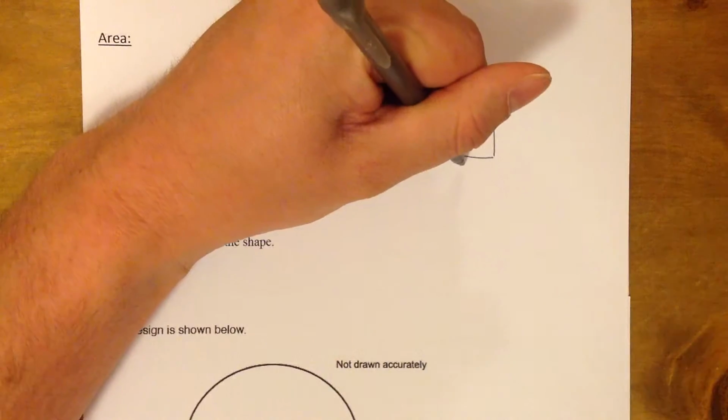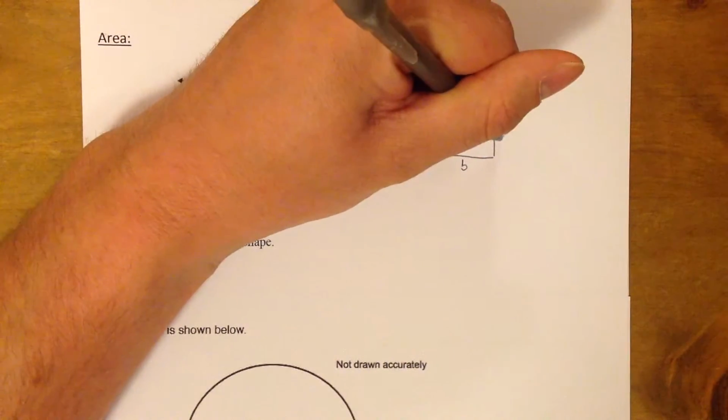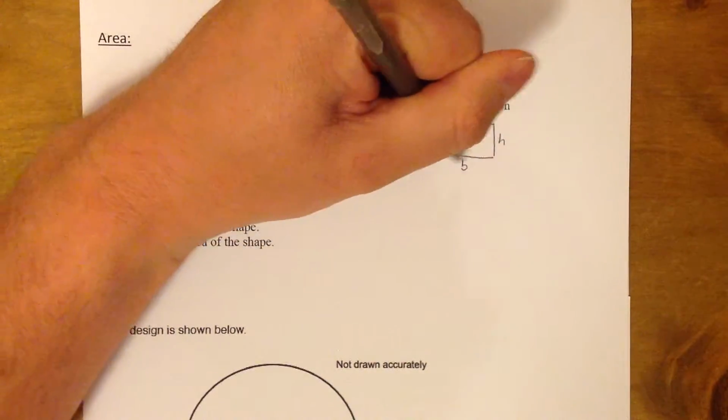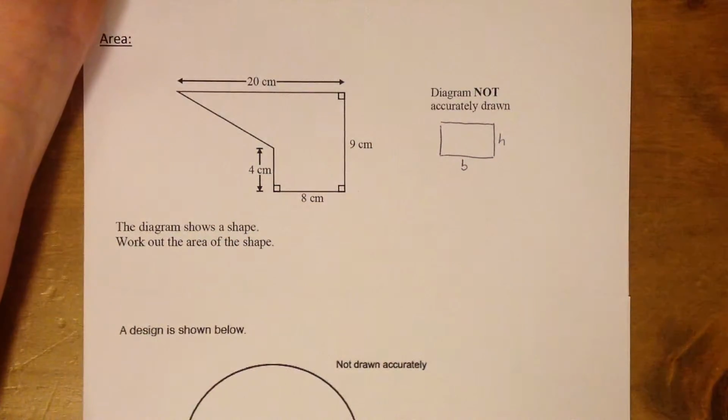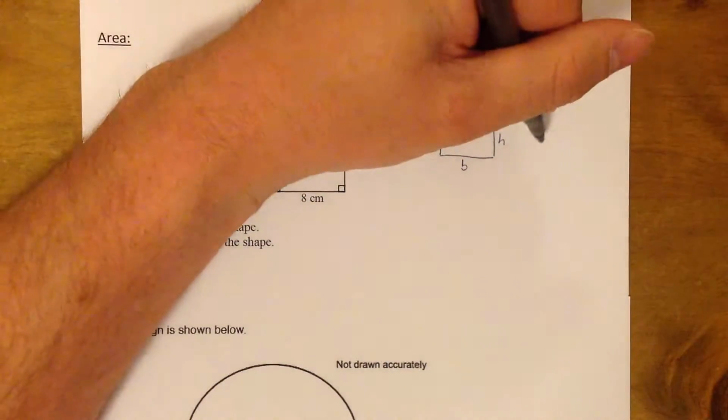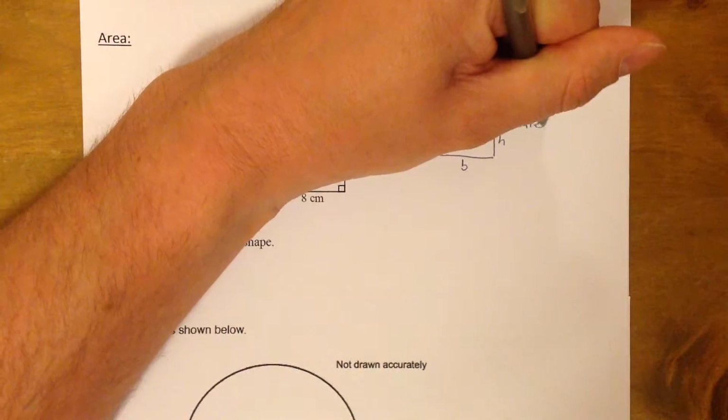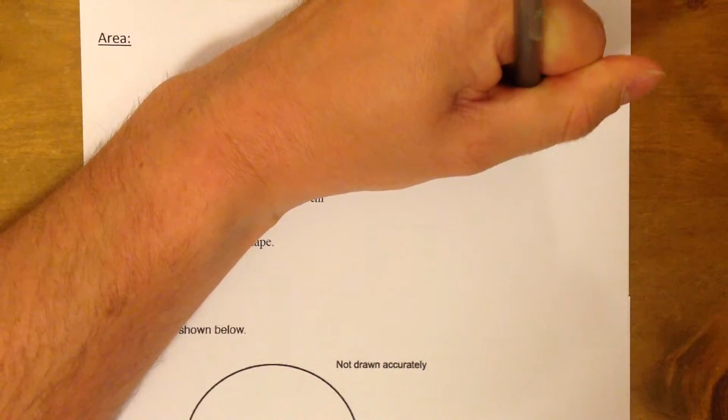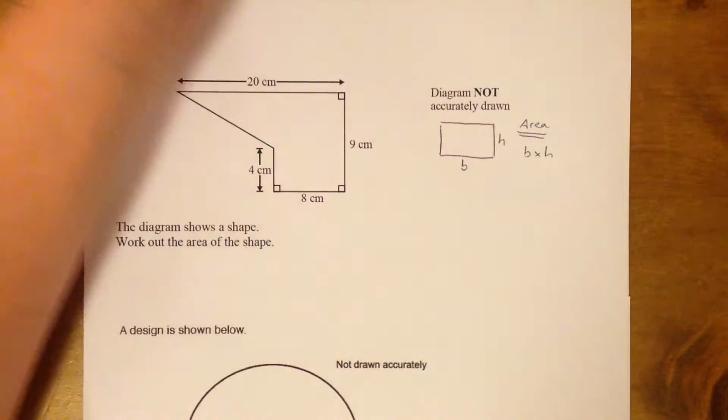And to find the area of a rectangle, it's the base and the height dimensions, so this length here and this length here, sometimes they're called length and width or base and height, and they're multiplied together. So the area of a rectangle is the base multiplied by the height.